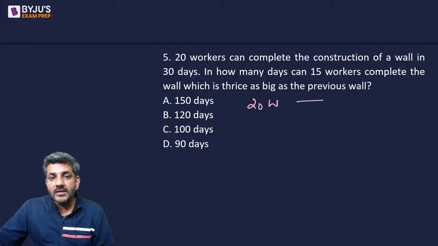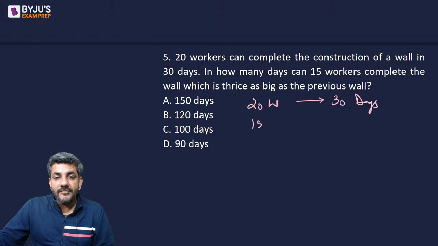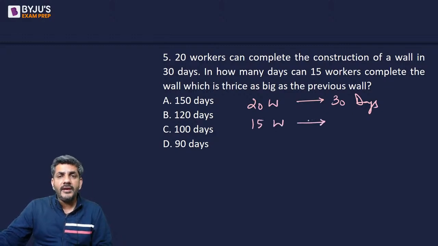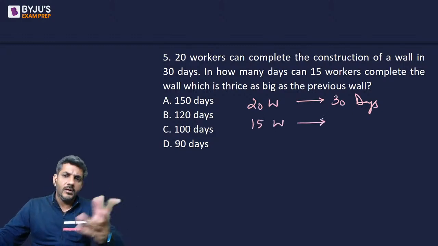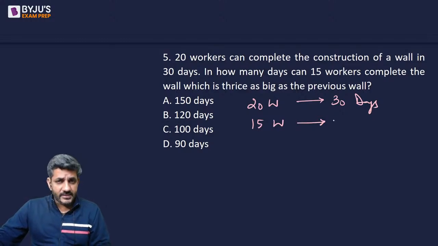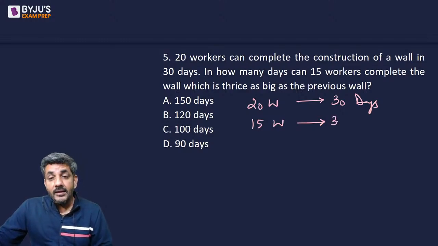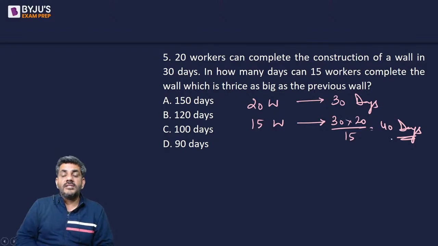So if 20 workers can complete a job in 30 days, then 15 workers can do the job in how many days? I'm sure you all know the chain rule. So we can straight away say this can be done in 30 into 20 divided by 15, that is 40 days. So 15 workers can do it in 40 days.